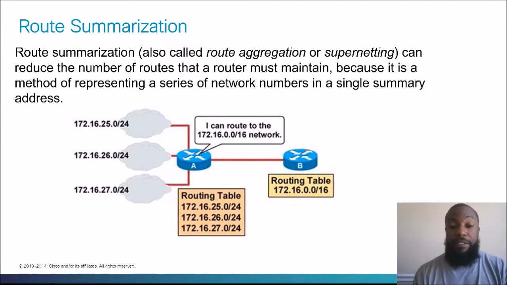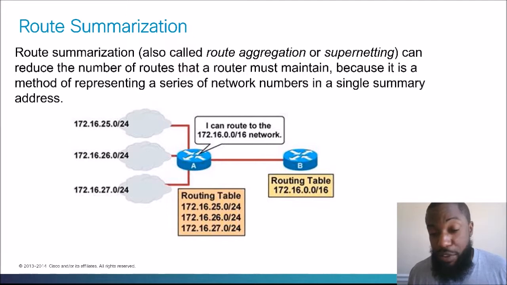Router A, his routing table in the orange at the bottom, has those three separate networks listed in his routing table. However, when he advertises it, he can just compress it into one address. Now, why would we want to do that? We'll move on to the next slide. Obviously, it's to make the routing table smaller.